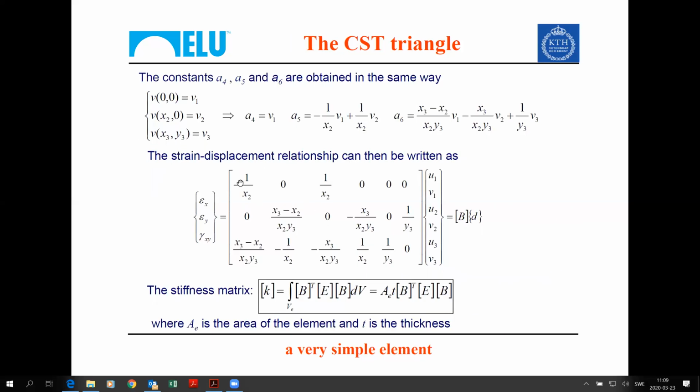We've seen the elasticity matrix for the plane strain problem. So this actually can be computed analytically without any bother. Now, this is a very simple element, and it can be derived without too many problems.